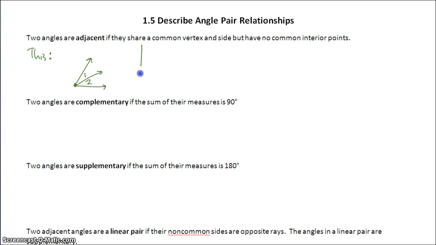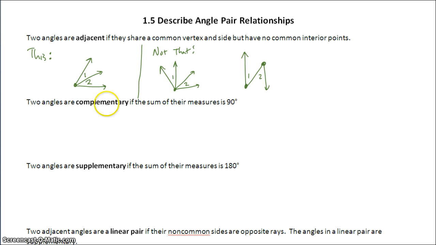Some common mistakes for adjacent angles: two angles that share a vertex, like angle 1 and angle 2, but have another angle in between them. Or two angles that share a side, like angle 1 and angle 2, but do not have a common vertex.